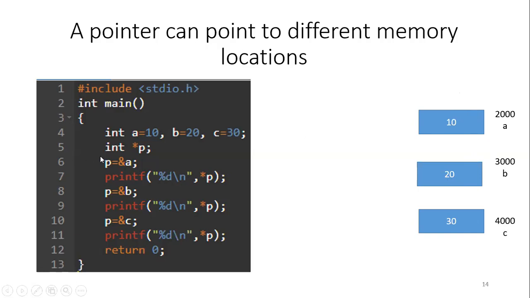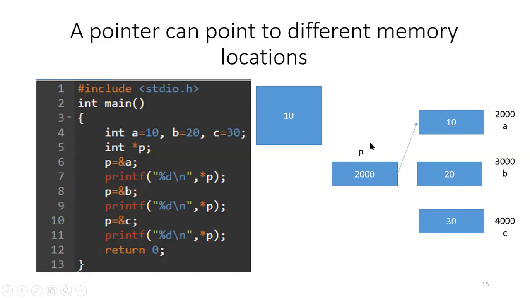Now, in line number 5, I am writing the statement int *P. When this statement is executed, a pointer variable P will be created and memory will be allocated to that particular pointer variable. Now, when I run the statement, P is equal to ampersand A.